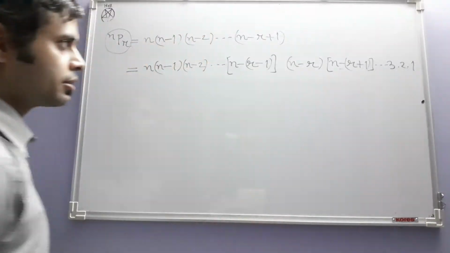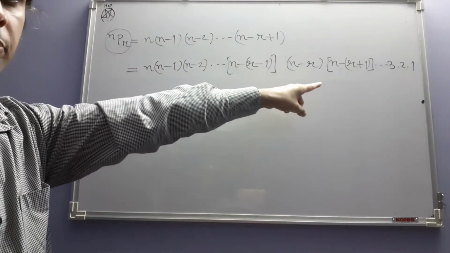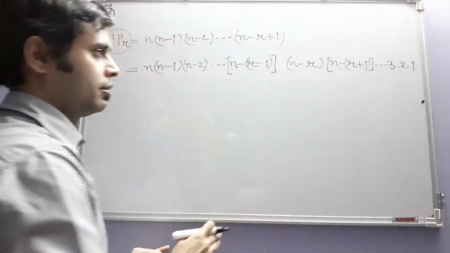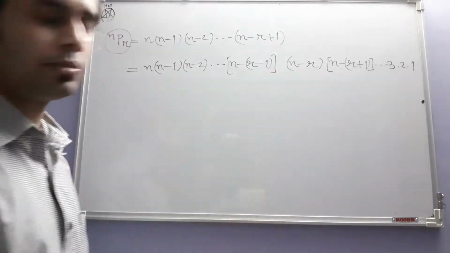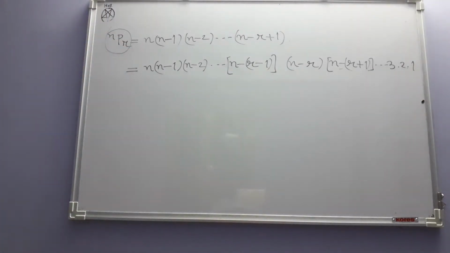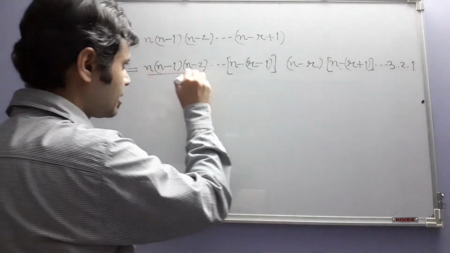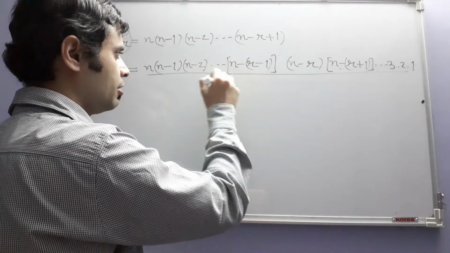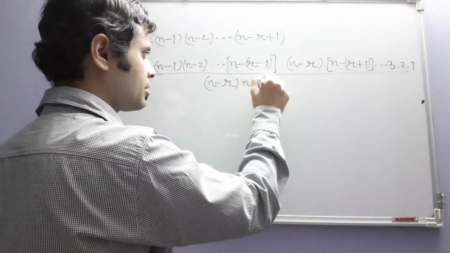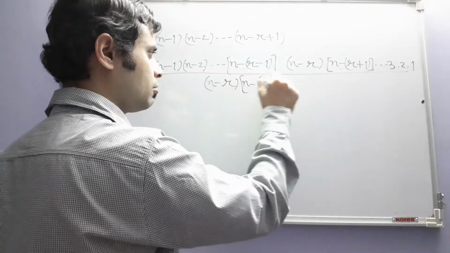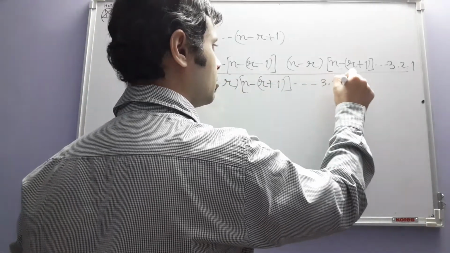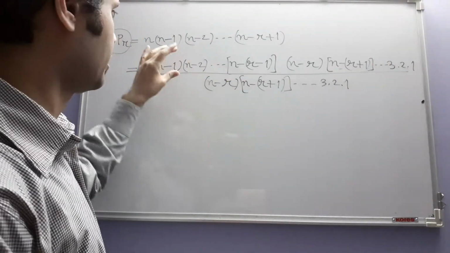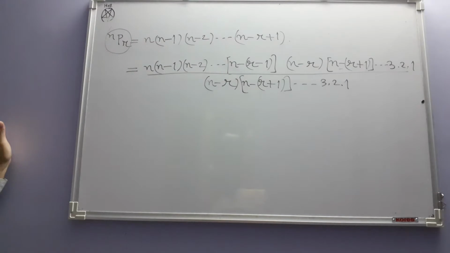But this is not correct, because this is not NPR. NPR is only this much. I have written something extra as what? As a product. So that means I have to divide by that thing which I have written as extra. N minus r, n minus r plus 1. Now it's okay, because this and this, they cancel out and I am left with this, which is NPR.